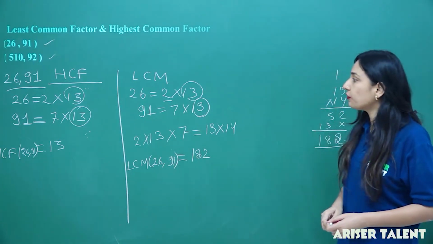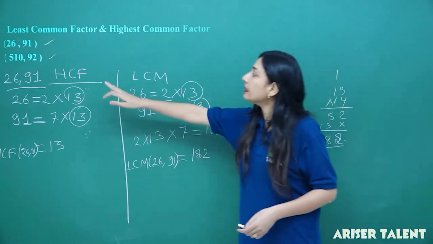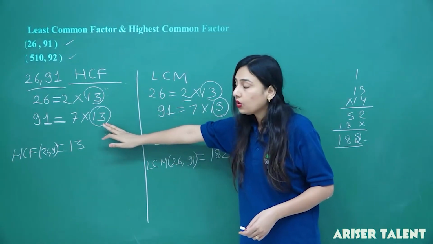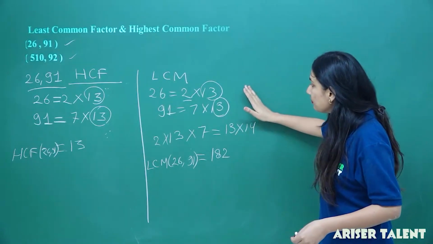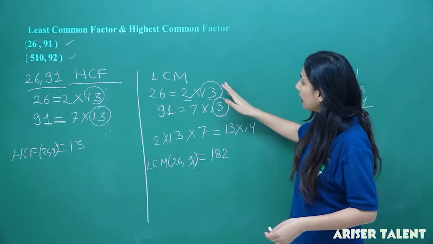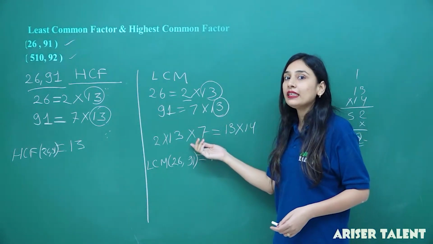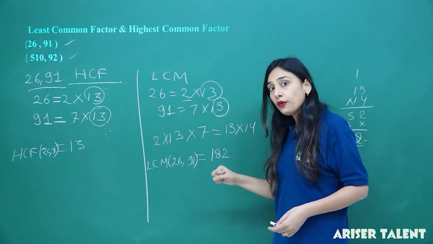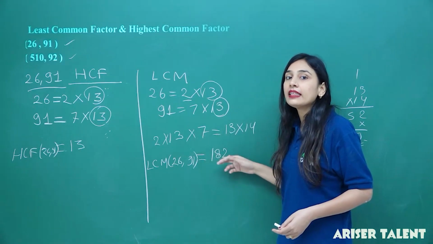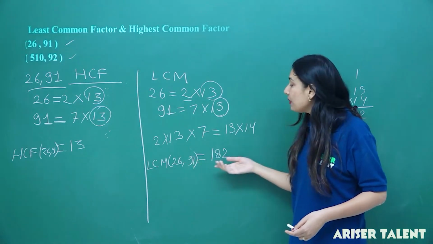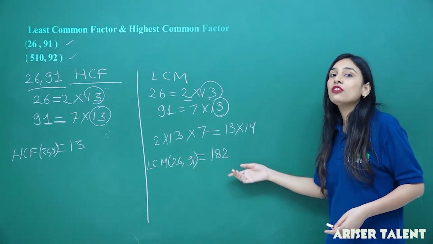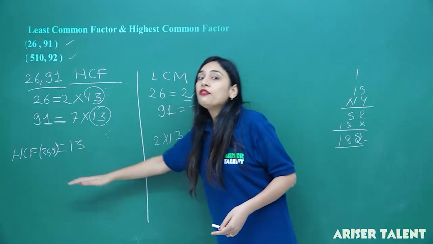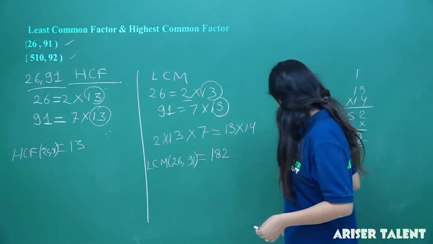You are seeing the difference here? In HCF, we are only taking the common factors. Okay. In LCM, what are we taking? We are taking first the common factors and then the left ones. First, taking out the common factor and then the left ones. And we will multiply them and you get the answer. This is the difference between HCF and LCM. It's clear to you all?